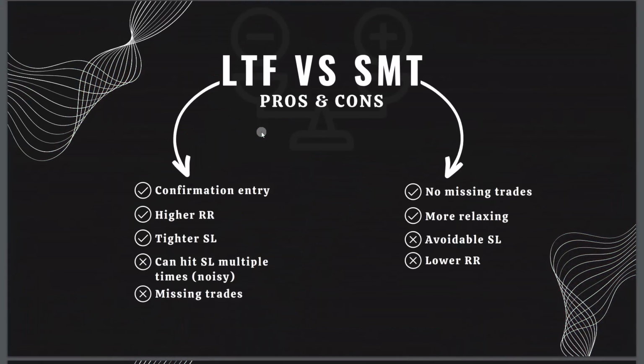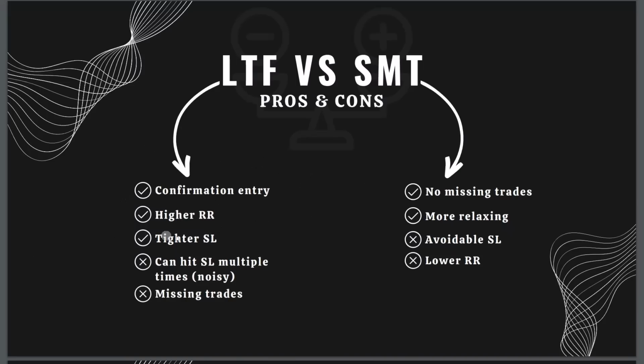Now, what is the advantage and disadvantage, or pros and cons, for each entry type? When it comes to a lower time frame, the first thing is the confirmation entry. What does that mean? Let's imagine that price is going up. You're not having a limit order. So if price doesn't respect that order block and just keeps going up, you're not losing. Or if it's coming down, you're also not losing. Why? Because you're taking a confirmation entry. You're waiting for some structure to build, and then you take a trade.